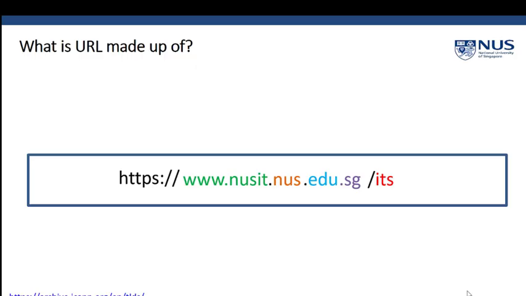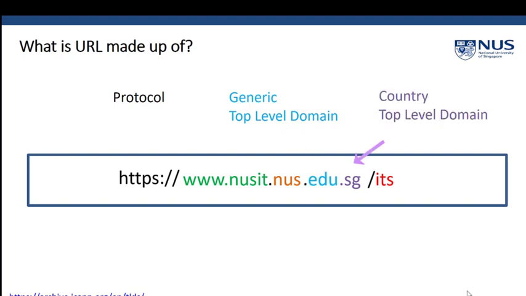Almost all phishing emails will have a URL. It is important to know what a URL is made up of. It is made up of the protocol, which can be HTTP or HTTPS. It has a generic top-level domain, in this case edu for education. Other examples can include gov for government, com for commercial. It has a country top-level domain, sg for Singapore. It can also be my for Malaysia, au for Australia, for example.